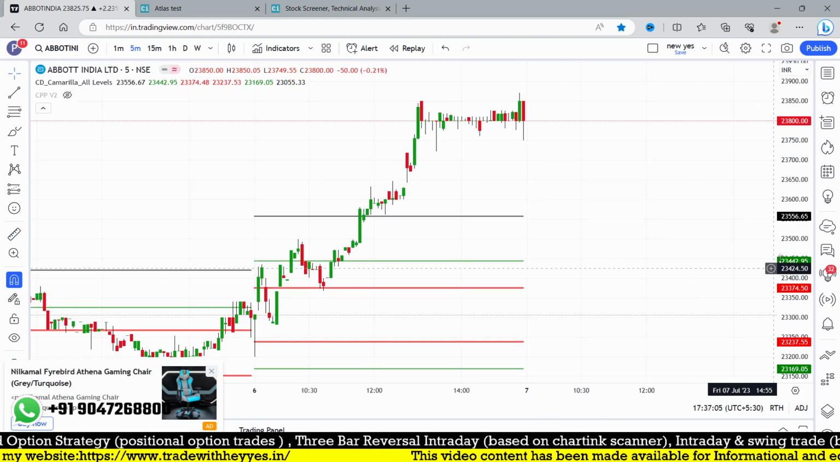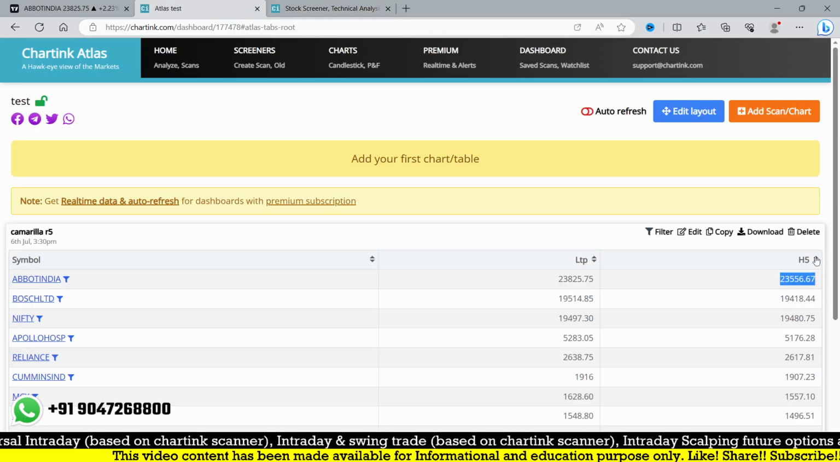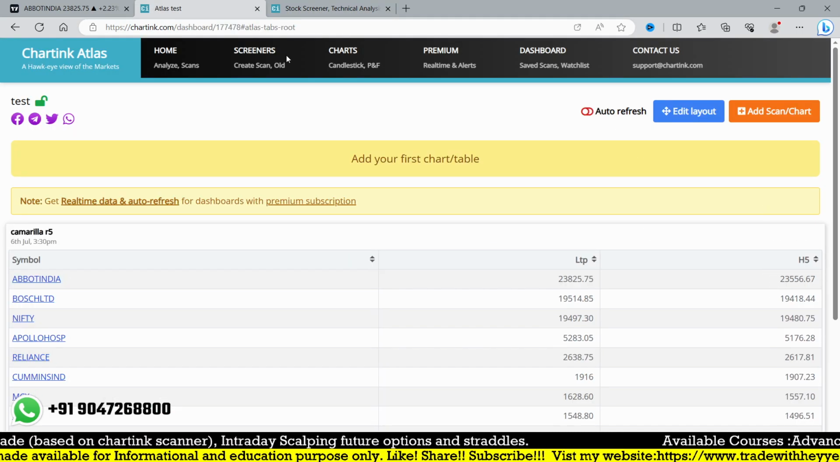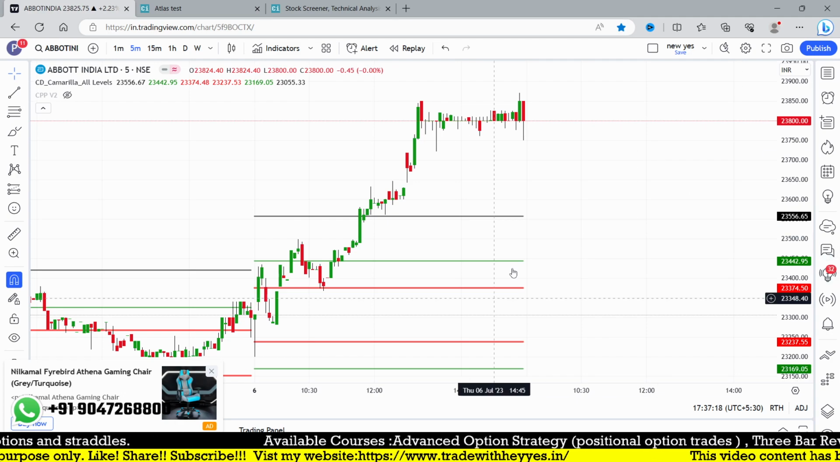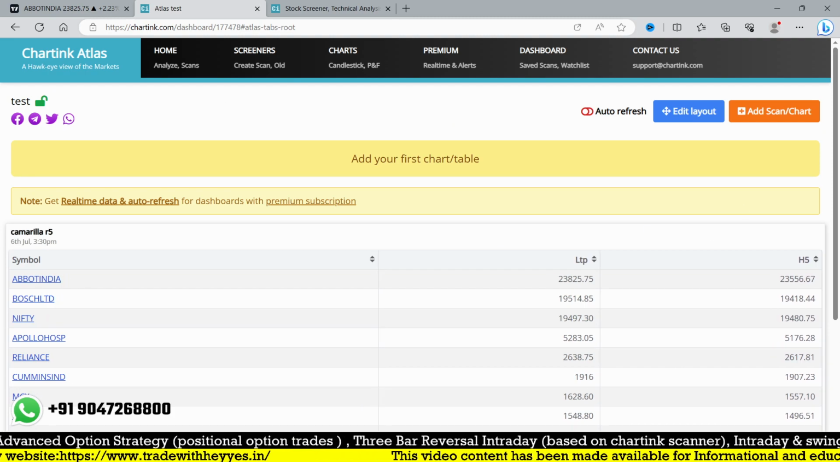What is the level? R5 is 23,557.65. Exactly that level we are mentioning here. 23,556.67. 65 is that. So exact level which we have got. And now we can find out, and also we can add some more conditions.